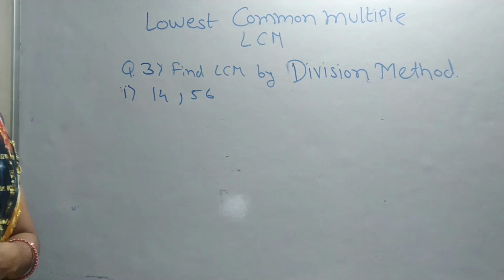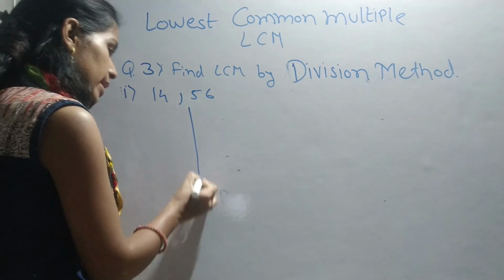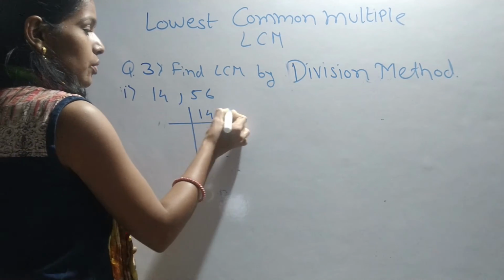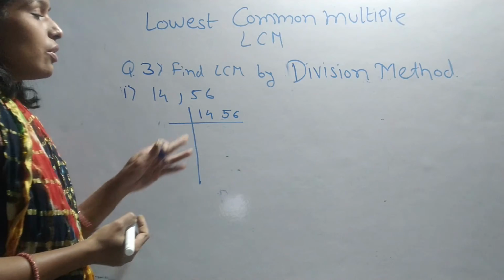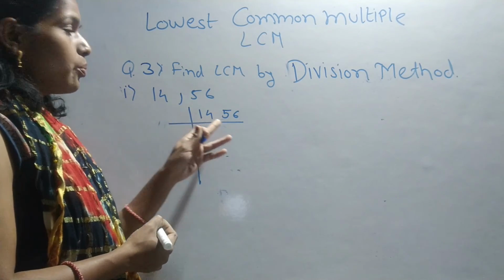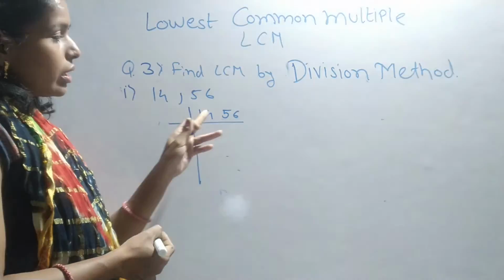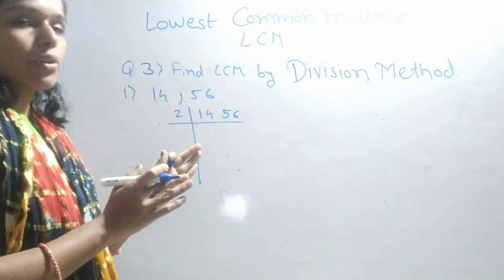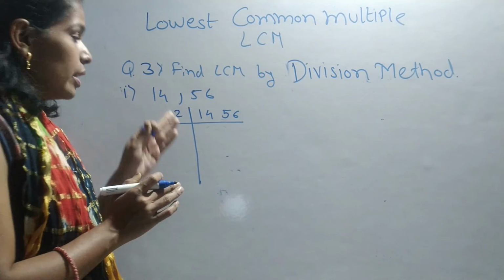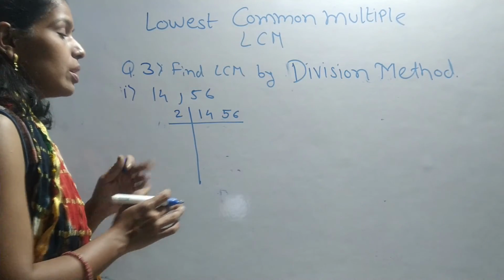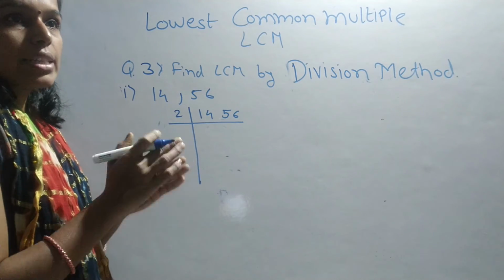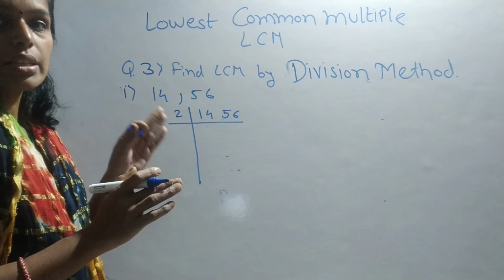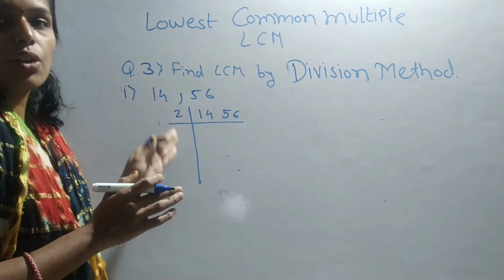I have told you earlier what you have to do. You have to draw a standing line and make a partition of it. Here you have to write both the numbers 14 and 56. Now find a number which will divide both the numbers at a time. We know that 14 and 56 are both divisible by a prime number. The number by which we are going to divide should be a prime number only. Here we have to write only prime numbers, that is 2, 3, 5, 7, 11, 13. These numbers should come here only. No other numbers, other than prime numbers, will come here.